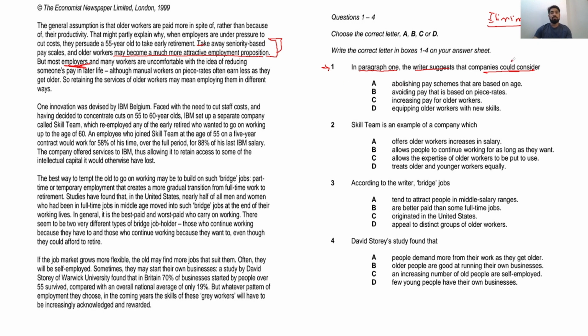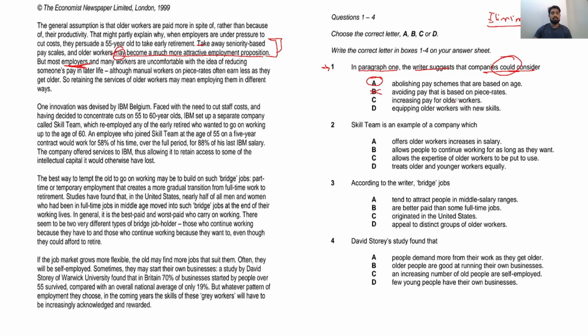Okay, so what they have said companies could consider is also there. There is a probability. Fine. In this sentence, is there a probability? Yes. So workers may become, yes, so there is a probability. So they have said take away seniority based pay scales and older workers may become a much more attractive employment proposition. So abolishing pay schemes that are based on age. Okay, so is this the one they are talking about? Avoiding pay that is based on piece rates. So they are not talking anything about piece rates, right? Yes. So this is not the one.